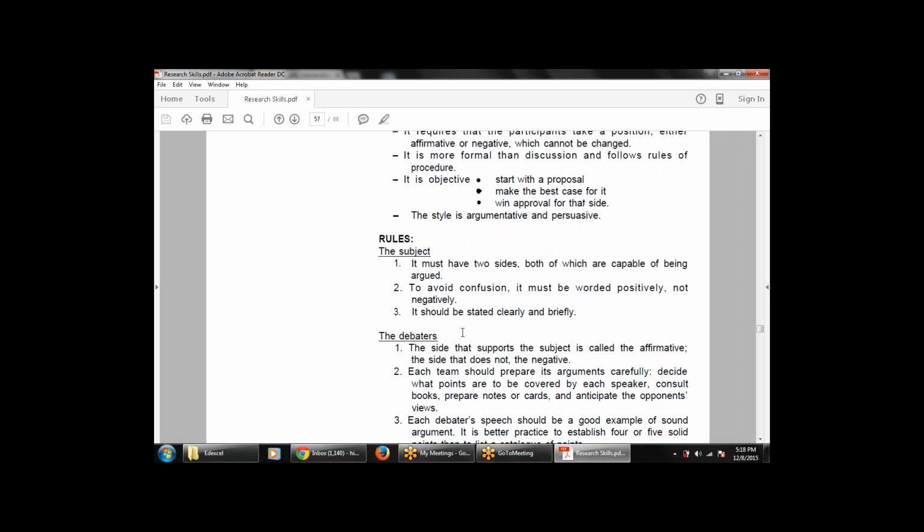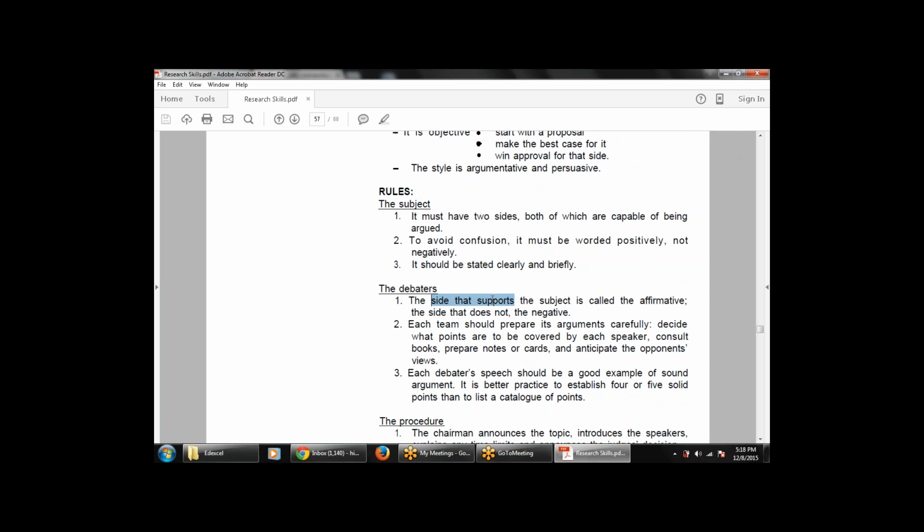Then next, what are the rules from the debater side? The side that supports the subject is known as the affirmative, and the side that does not is known as the negative. So it depends on the person whether you are in the positive direction, supporting the subject, that is the affirmative, or in the opposite of the subject, that is the negative.